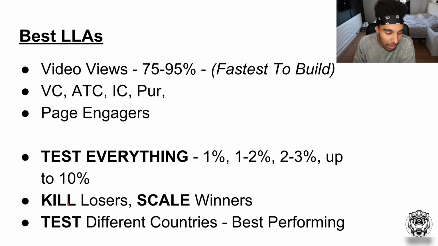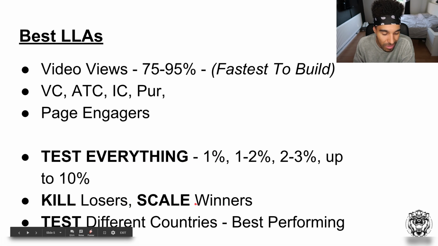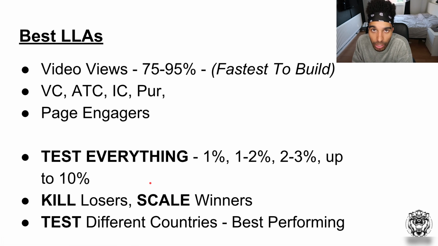Now, of course, you need to kill the losers and scale the winners. That goes without saying. So if you're spending money, and your 1% is a dud, cut it. It's as simple as that. Don't think just because it's the 1% that you have to use it, or that this has to be the best one because it's 1%. No, forget all that, okay? Go off the numbers. That's the only thing that matters. If it's showing you cost per purchase at a nice price, okay, then scale that audience. Just because it's 1% doesn't mean anything, okay?